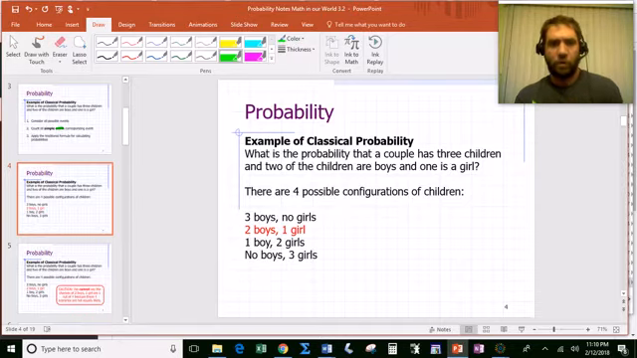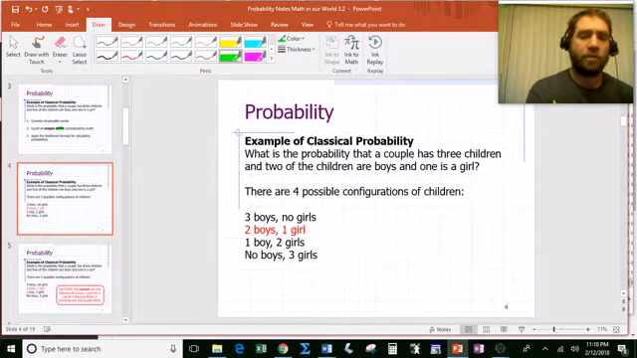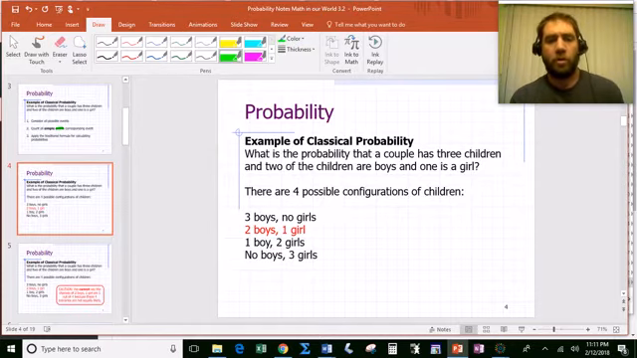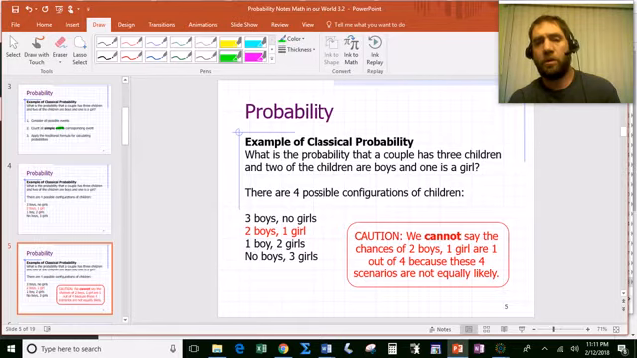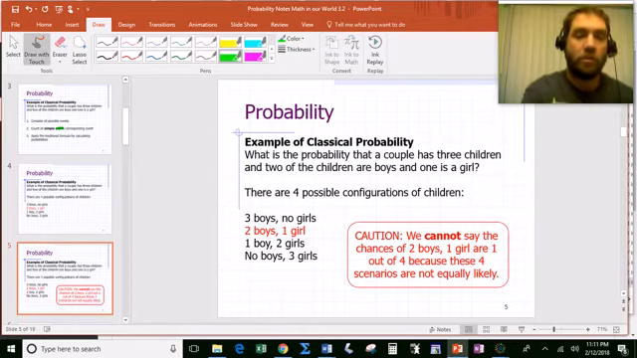So we have four outcomes here. The one in red is the one we're looking for. That's our event. You could have three boys, two boys, one boy, or no boys. Just be careful here. It's very important you make the distinction between a simple outcome and a compound outcome. We need to always count simple outcomes. And in this case, we cannot say the probability is 1 out of 4 because these four outcomes are not equally likely.